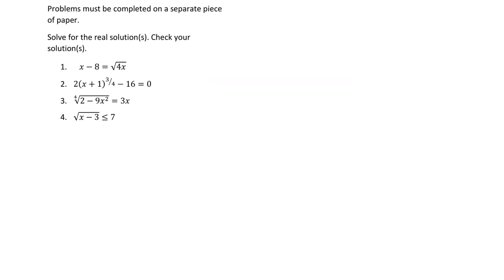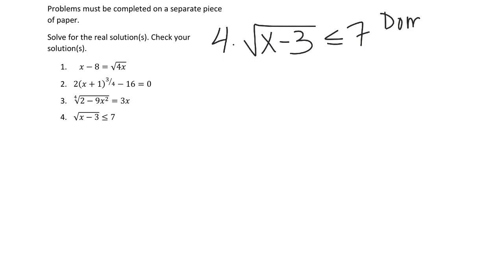Okay, let's look at number 4 now. The square root of x minus 3 is less than or equal to 7. So when we have an even root less than, we have a domain restriction. So let's look at our domain restriction. X minus 3 has to be greater than or equal to 0. So x has to be greater than or equal to 3.